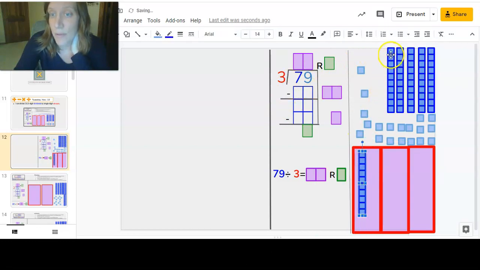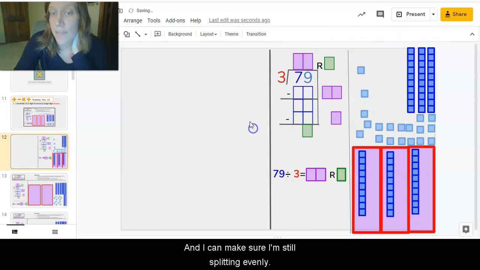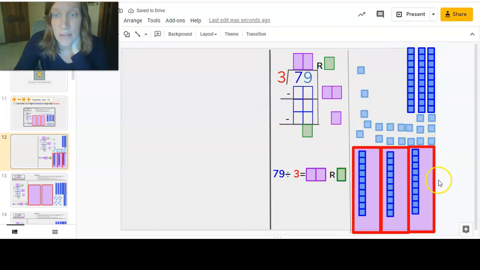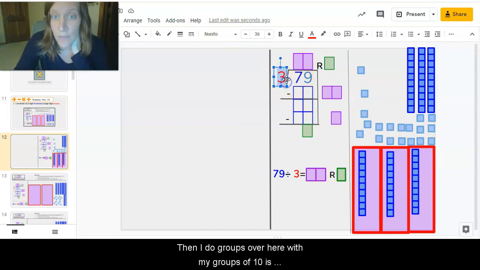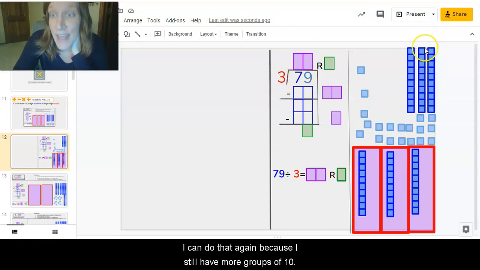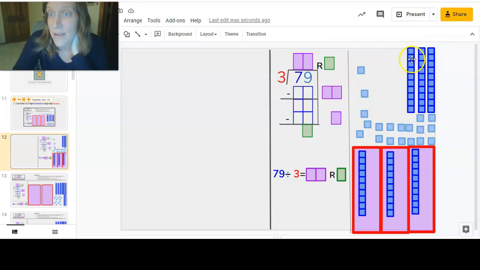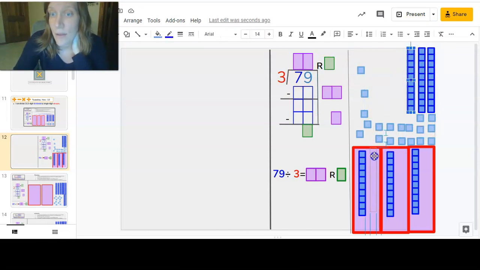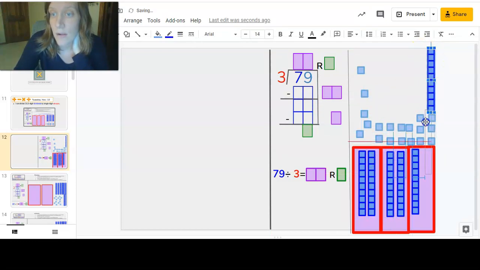10 to that group, 10 to that group, 10 to that group. And I can make sure I'm still splitting evenly because I have more groups of 10 than I do groups over here. My groups of 10 is bigger than my divisor. I can do that again because I still have more groups of 10. A group of 10, a group of 10, a group of 10.